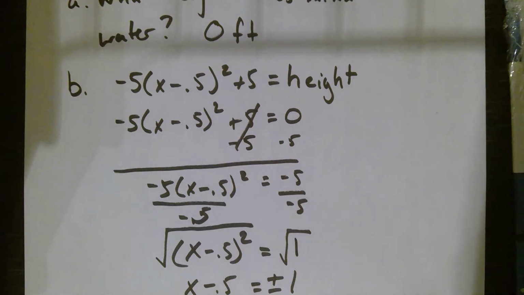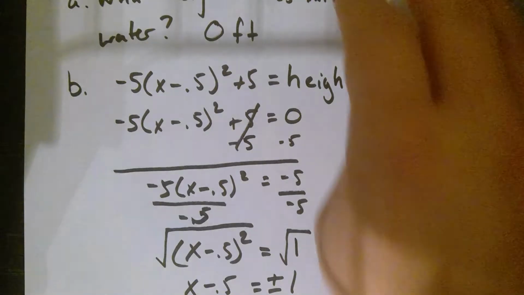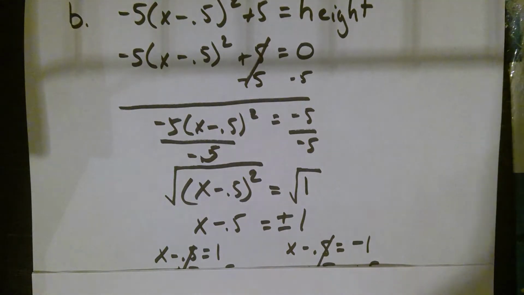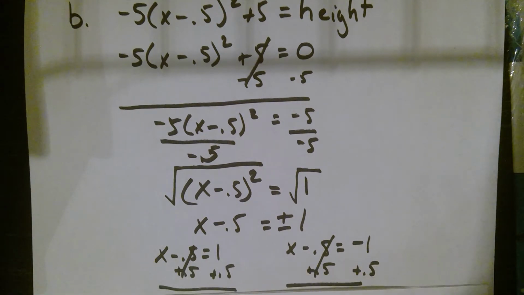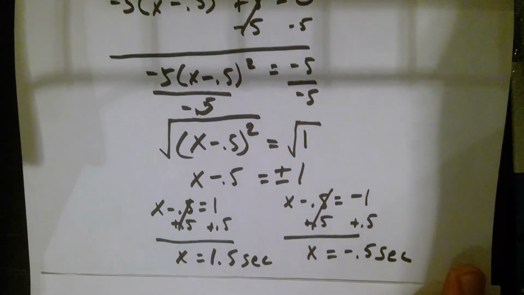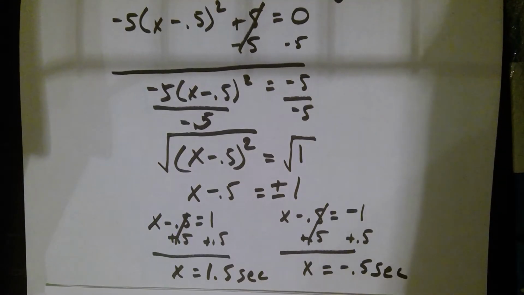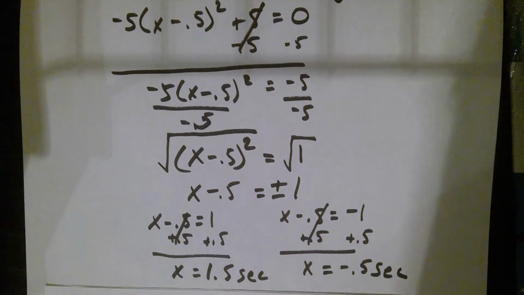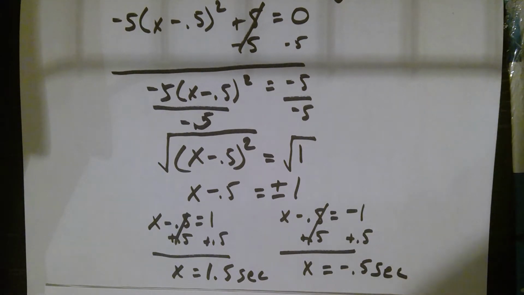And then on the left side, we will have x - 0.5. All right, so since we have plus or minus 1, that means we'll have 2 possible solutions. Okay, so let's take a look at what those are. We have x - 0.5 = 1, x - 0.5 = -1. We go ahead and add 0.5 on those. And here are our 2 possible solutions in our context. So see how they're labeled with seconds? That's what we want to make sure that we are doing. We're labeling our answers in context.